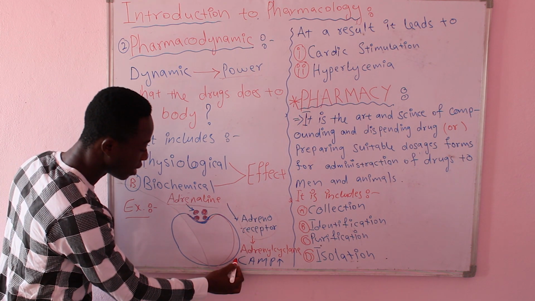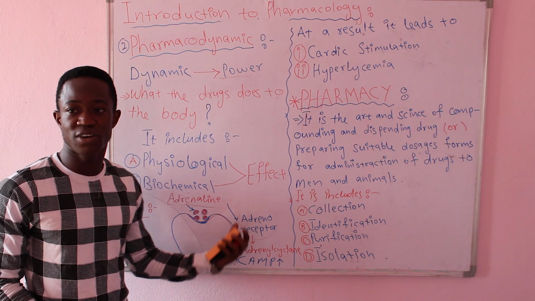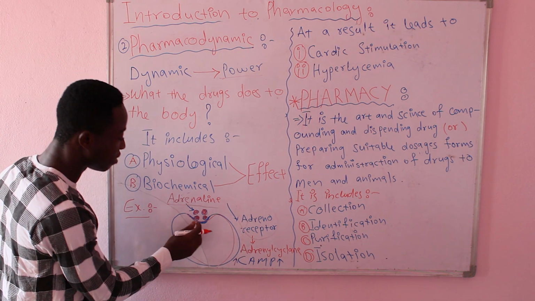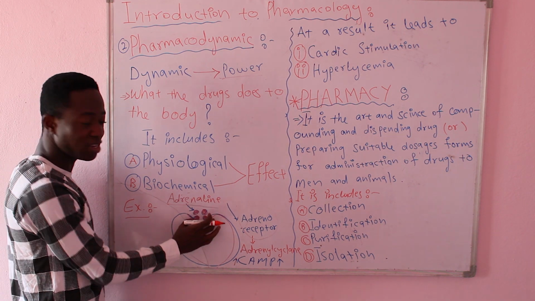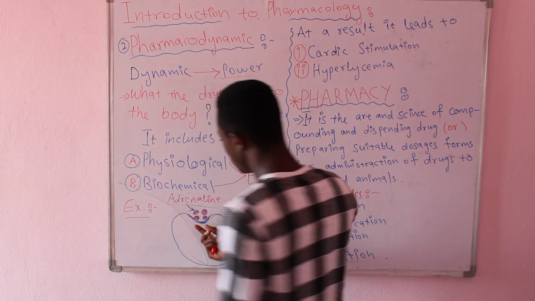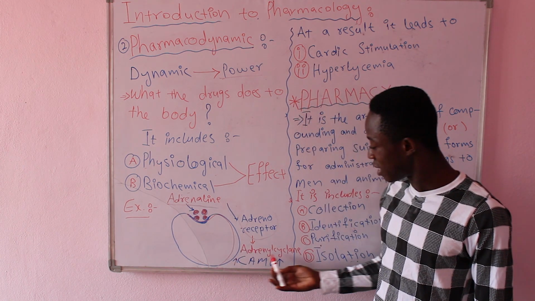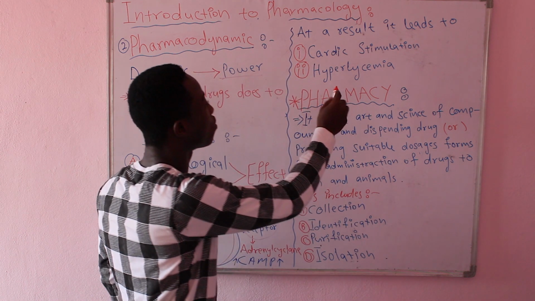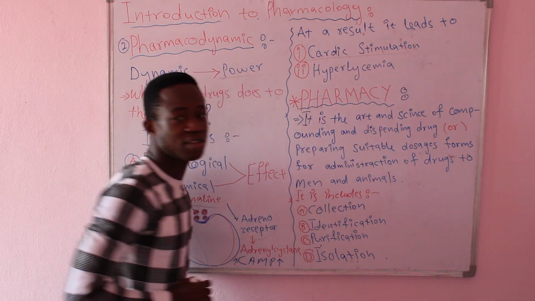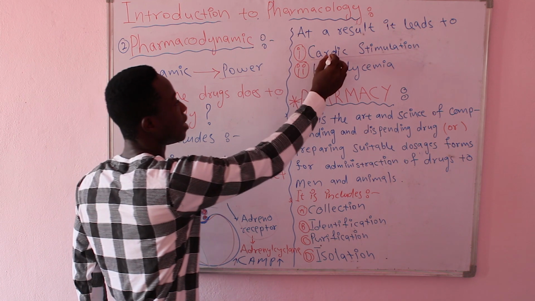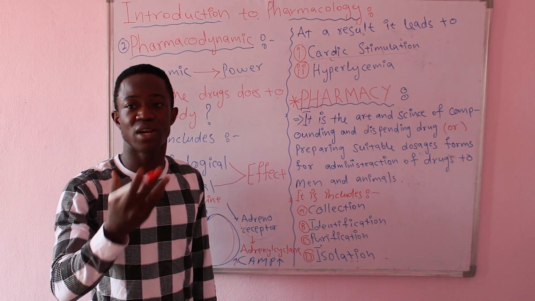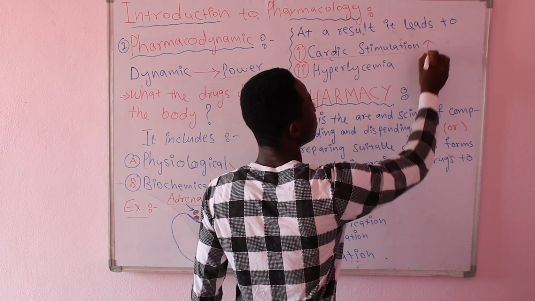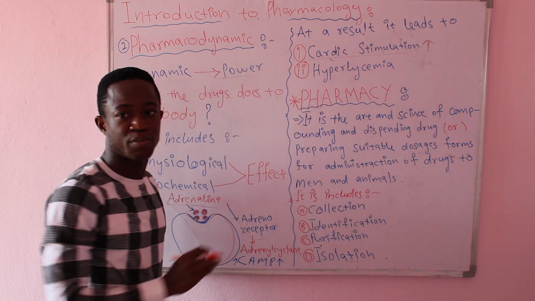Adenylyl cyclase increases. After the adrenaline binds on the cell membrane, there is an increase in adenylyl cyclase. When adenylyl cyclase is increased, it leads to what we call cardiac stimulation. We look at the word cardiac. Cardiac means heart, meaning it stimulates the heart. So it increases cardiac stimulation. It will increase the heart pressure.